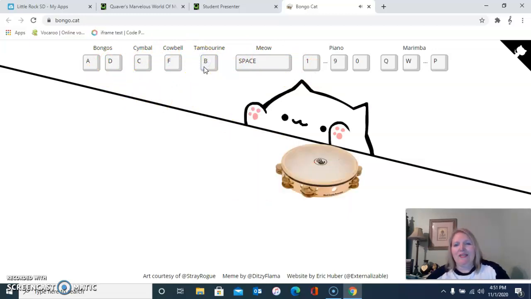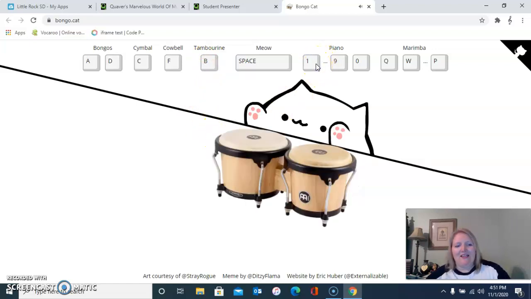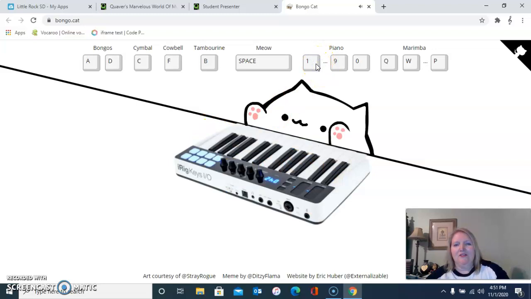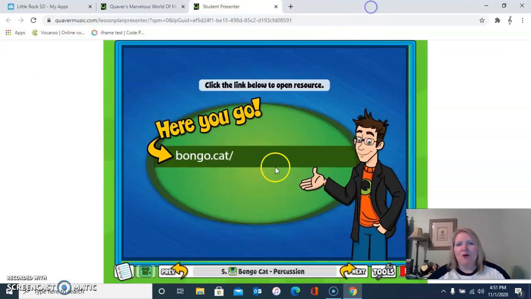If I do B, he's going to play the tambourine. There's the piano. He's got a marimba. Anyway, that's fun to be creative, and that's using percussion sounds. So that's one activity you can do for extra, especially if you're in class this week. I've got to have a sub one day, and so these are some of the extra activities you can do if you get through with your sound effects fast.